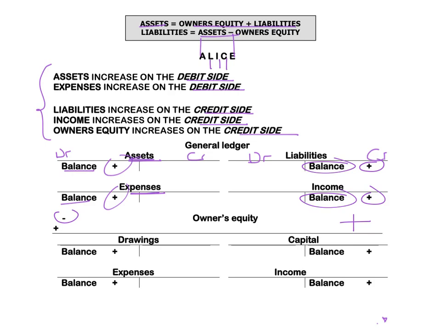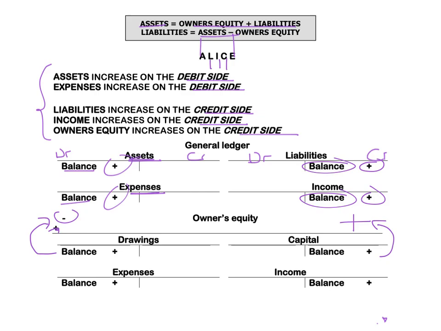Now there are four things that affect owner's equity. If the owner gives capital to the business, the capital account is credited, the business owes the owner more, so the equity increases. Drawings is when the owner takes goods or money from the business. That means the business owes him less money, so therefore the equity will decrease.